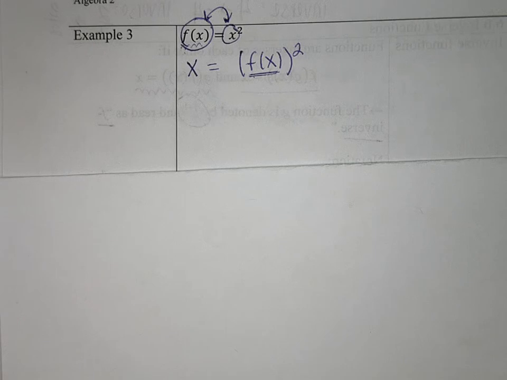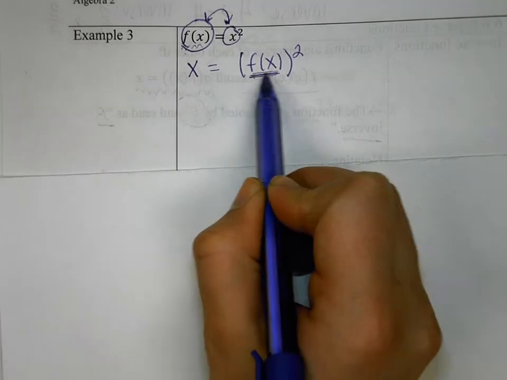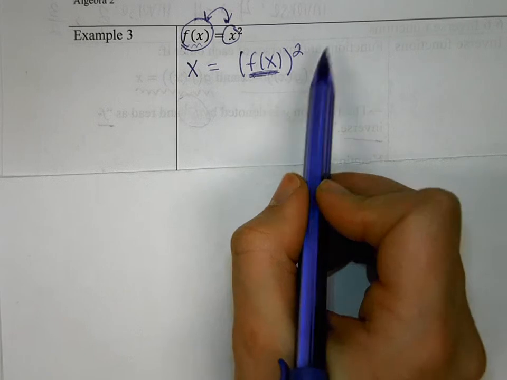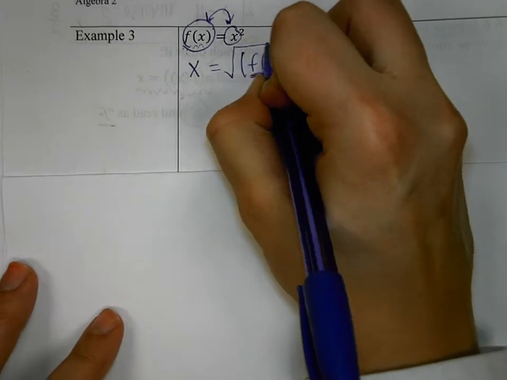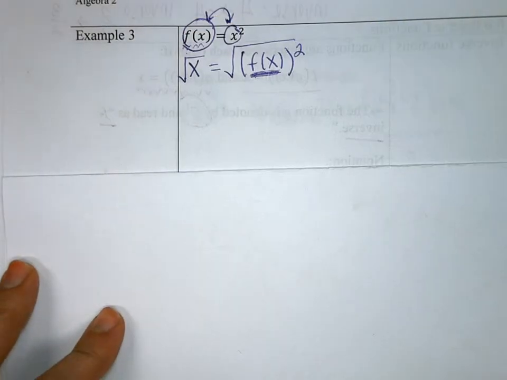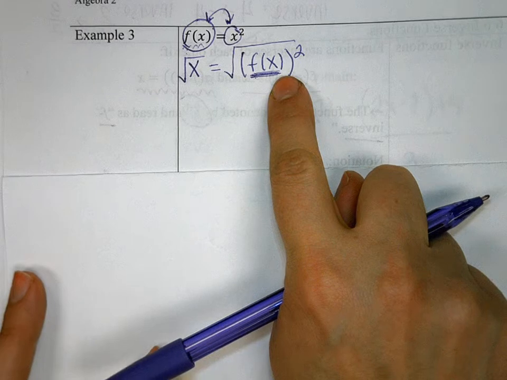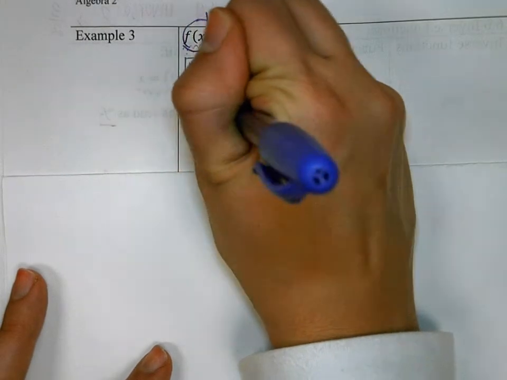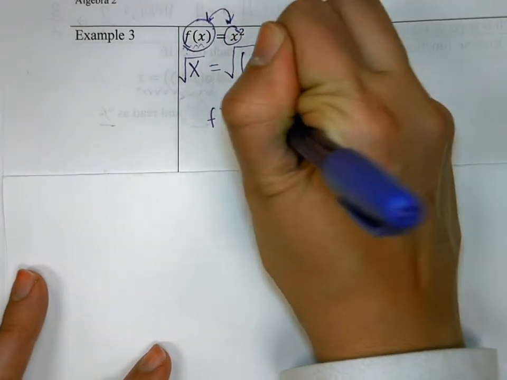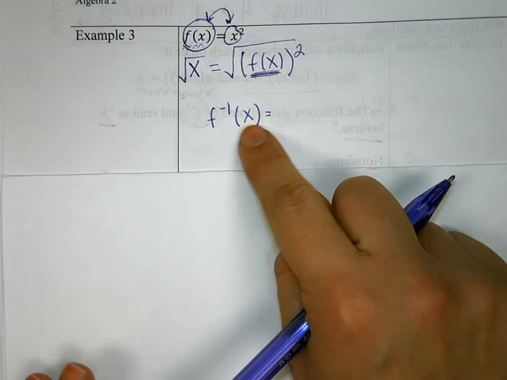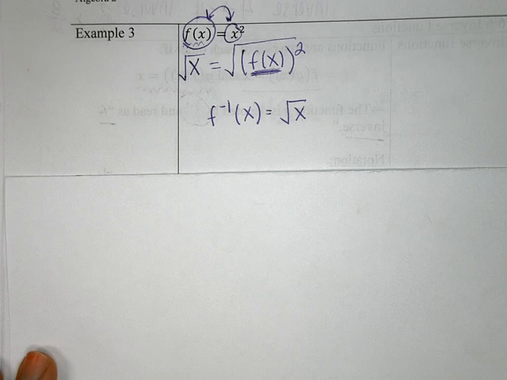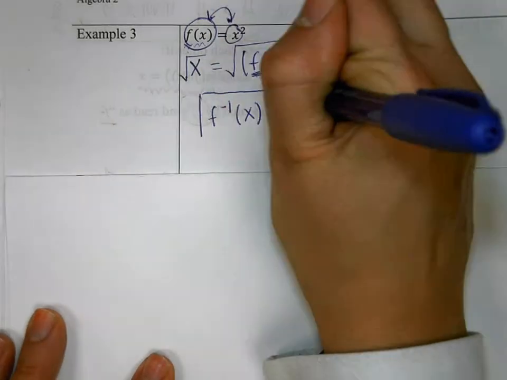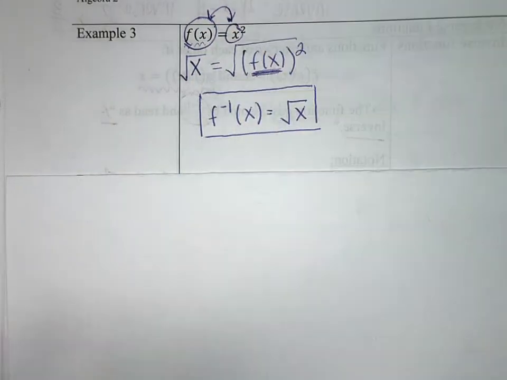So I'm trying to get that f of x, or that y, because they're the same thing, by itself. So what would be the opposite of squared? Square root. So square root both sides. That's going to get me my f of x by itself. So the f inverse of x, so you need to write it as an inverse, is equal to the square root of x. That's your inverse.